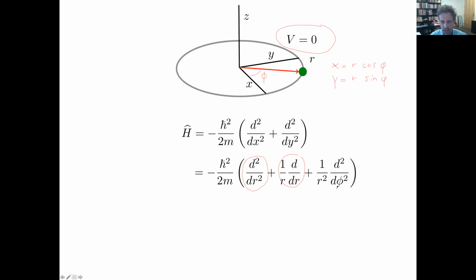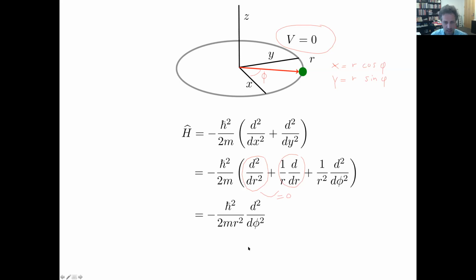The phi angle is the only thing that changes if the particle is moving in a circular motion. Its distance from the origin will not change. It will always be the same. Okay, so therefore these two terms are going to be 0. That cleans up the whole thing quite a bit.